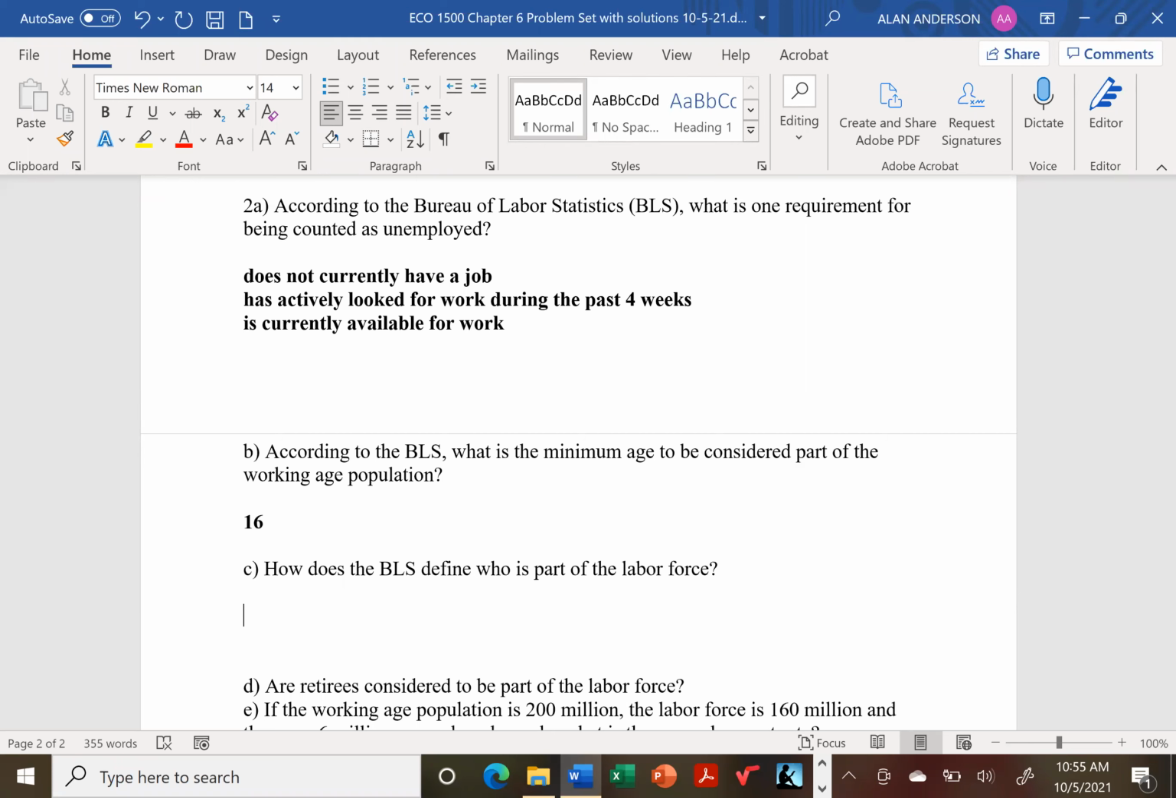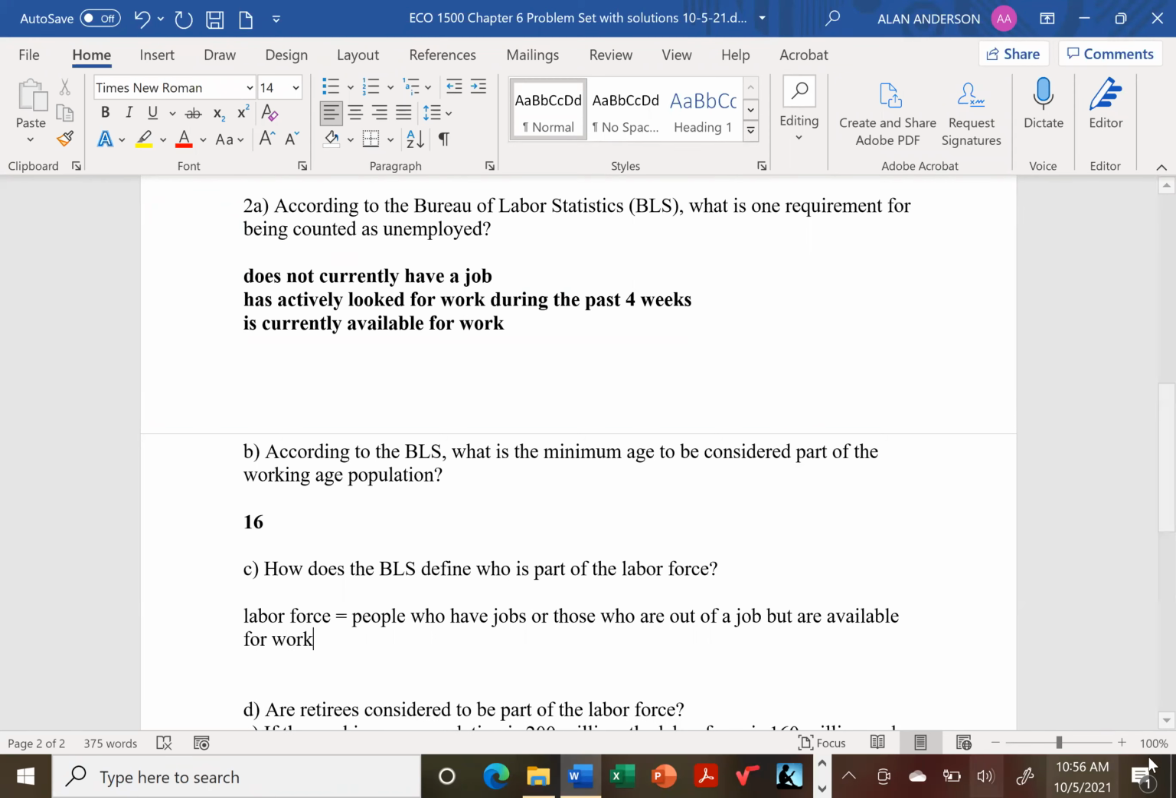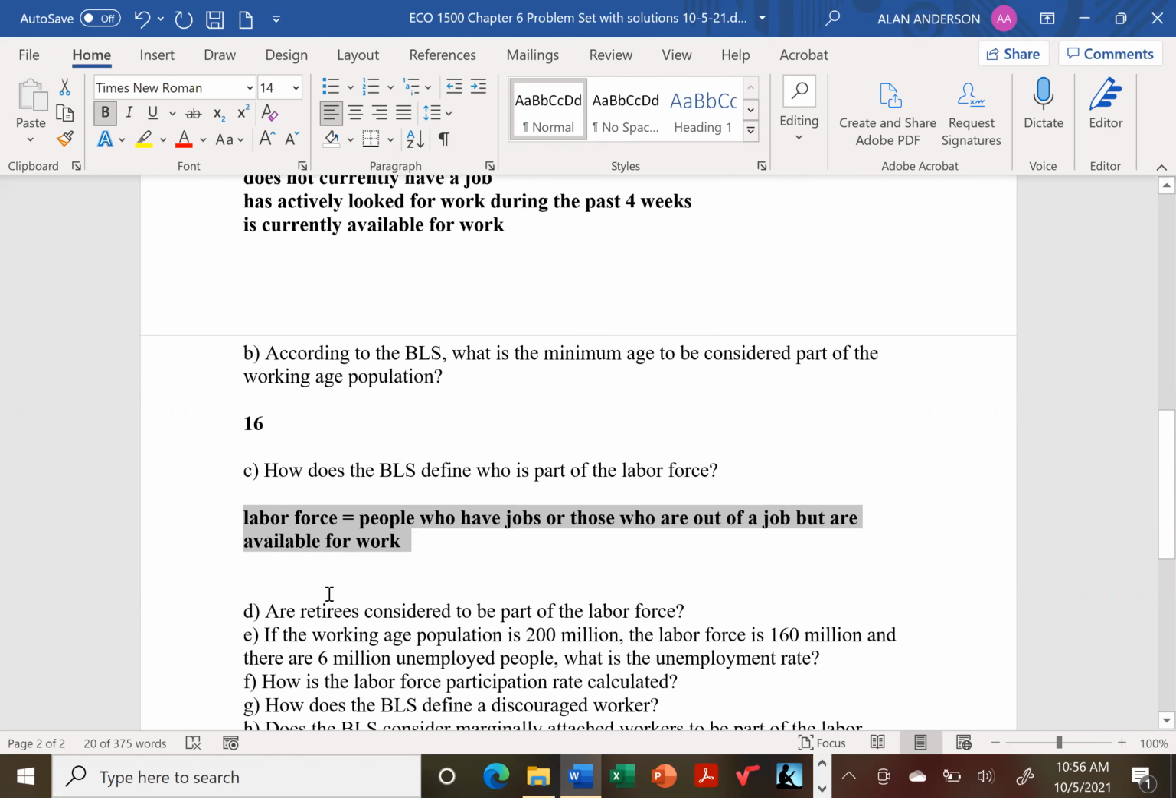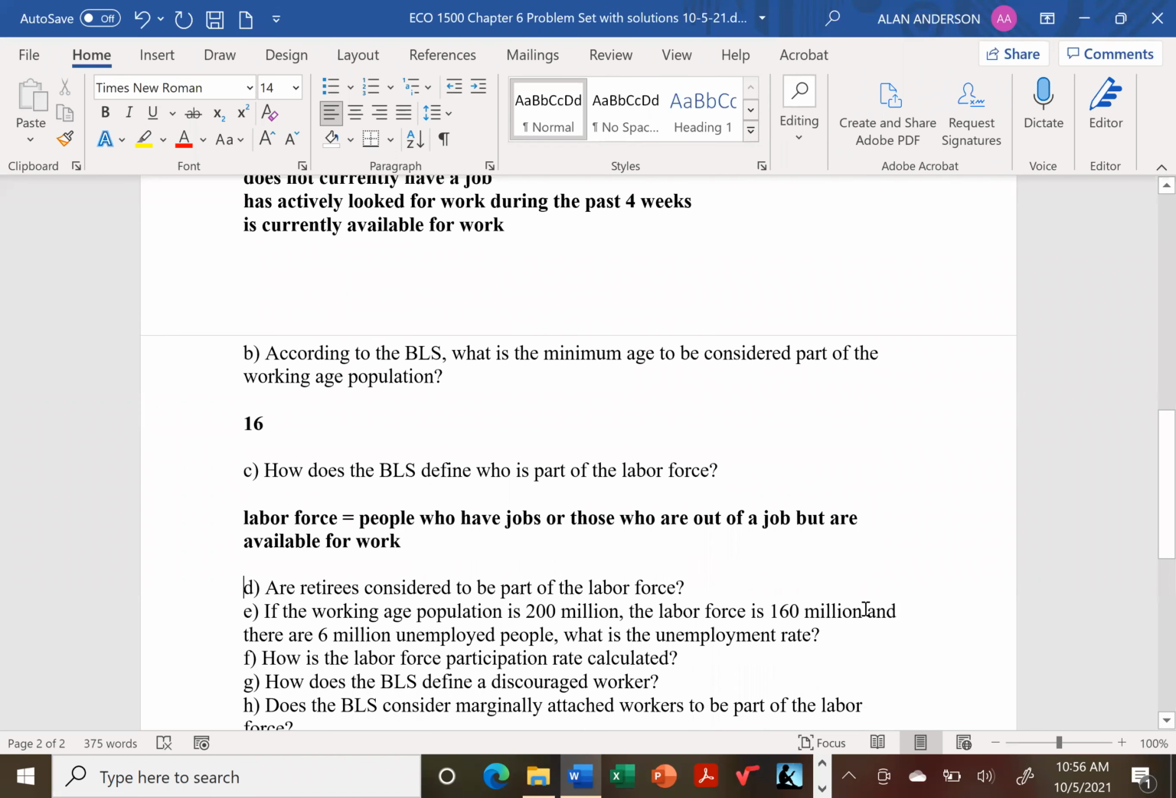All right. Now, how does the BLS define who's in the labor force? So technically, to be in the labor force, you just have to be working. People who have jobs, or those who are out of a job but are available. That's one way you could write it. The most important detail is that all these people in principle are available for work. Some of them have jobs, some of them do not, but they're all available for work.